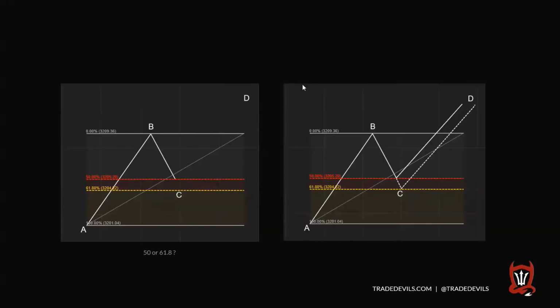Well, of course, that's important, because if you're measuring for the A to B equals C to D, if we pivot at the 50 or of the 618, we're going to get a different target for D, right? Based on where that pivot is.